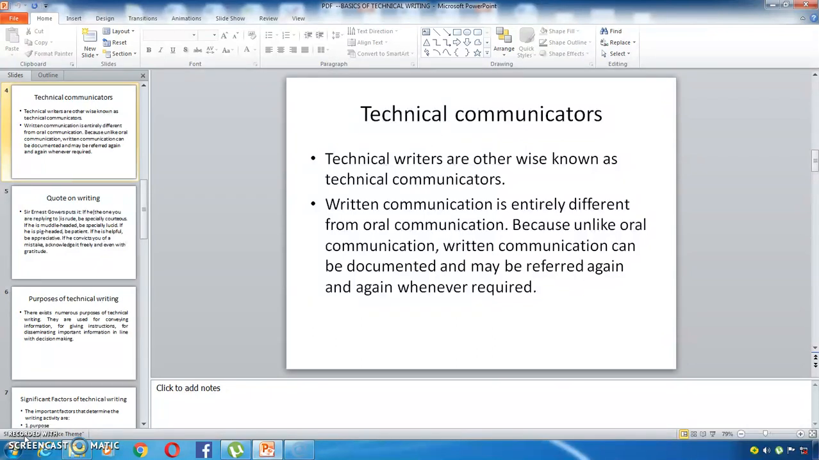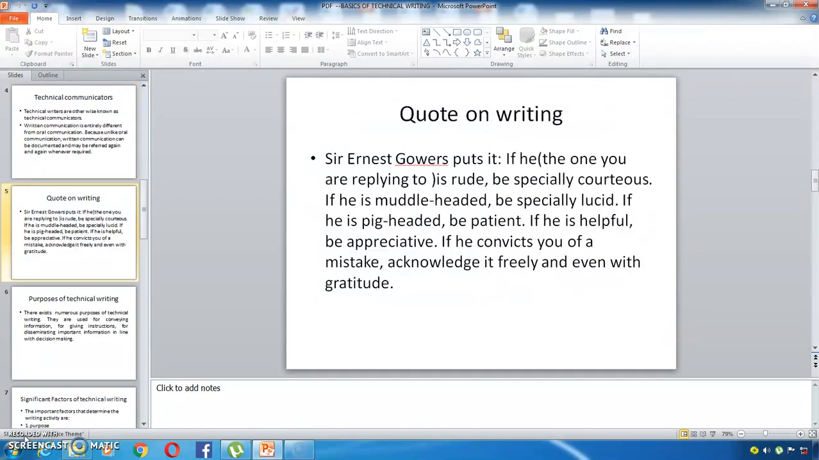Now we have two kinds of communication, oral and written communication. Oral communication is somewhat different from written communication, because oral communication is highly informal in setting, whereas written communication is very formal. Written communication can be documented, and it may be referred to again and again wherever required. So you have to give more importance while you write technical documents.